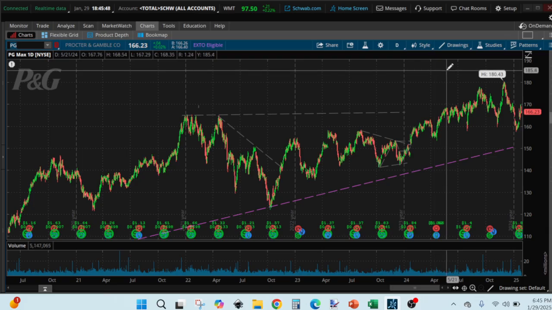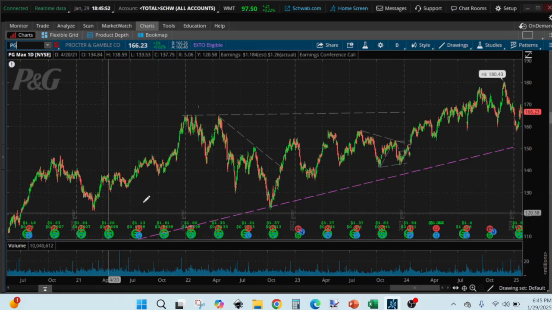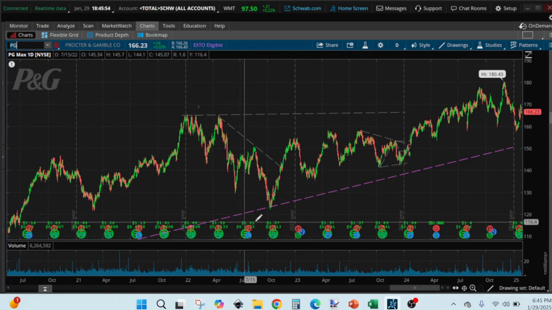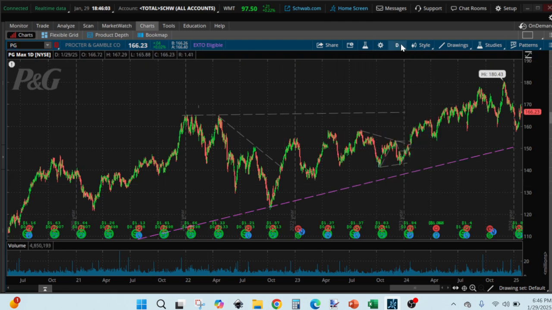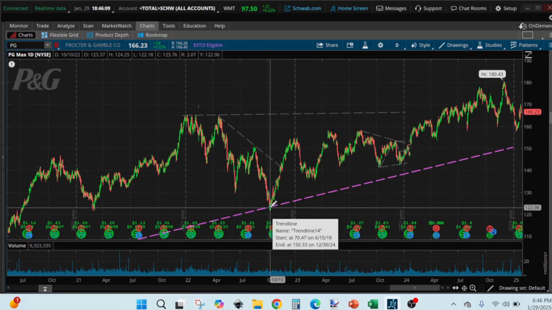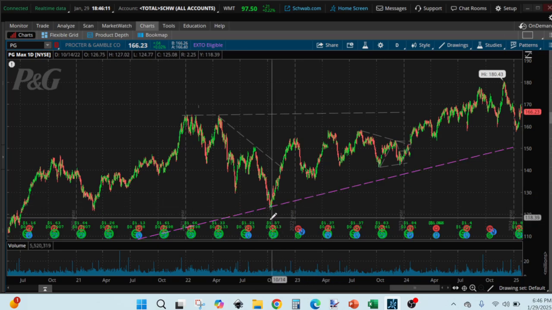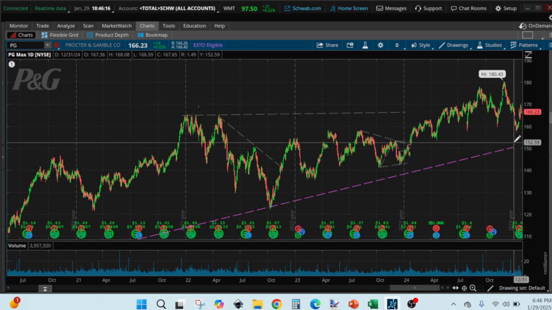So PG, do you see the pattern? It makes some wide mountains. The last time it touched base with this trend line is somewhere that we are not seeing on this chart. Yeah, I'm using the maximum daily chart. So when it touched base with it here, it was in 2022, and it has not touched base with it yet.